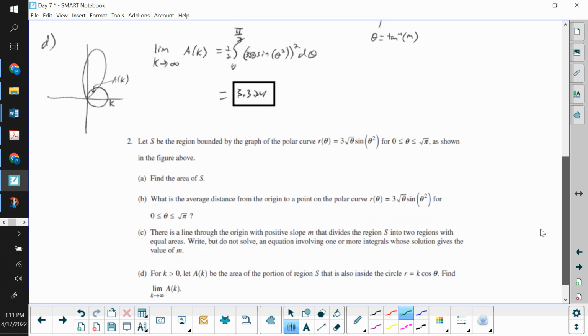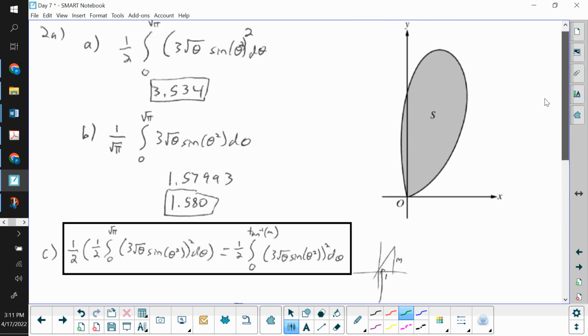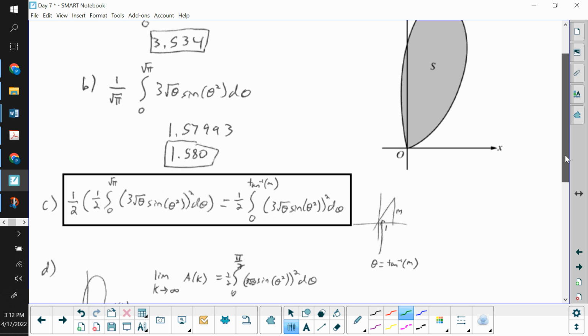Then the average distance from the origin, well, your radius is the distance from the origin. So if you want the average distance from the origin, it's just saying the average value of the radius. So average value is 1 over b minus a out front. So 1 over square root of pi minus 0. So that's where I have 1 over square root of pi. And then just the integral of what you're finding the average of, which in this case was the radius. So that's where we got our setup from. We got 1.580. So those two hopefully weren't too bad.